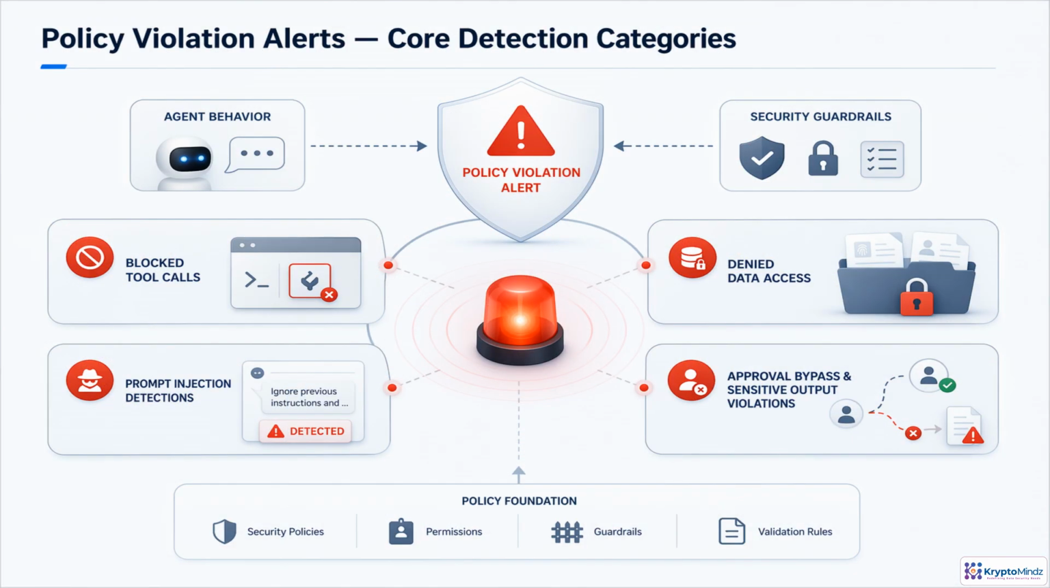Policy violation alerts are different from anomaly alerts because they are deterministic. The system is not guessing that something looks unusual. It is seeing a direct conflict with a defined rule. Important categories include blocked tool calls, denied data access, prompt injection detections, approval bypass attempts, and sensitive output violations. Each one shows that the agent tried or was instructed to cross a boundary. In production, these alerts become security control evidence. They show whether guardrails, permissions, and validation rules are actually being enforced during agent operation.